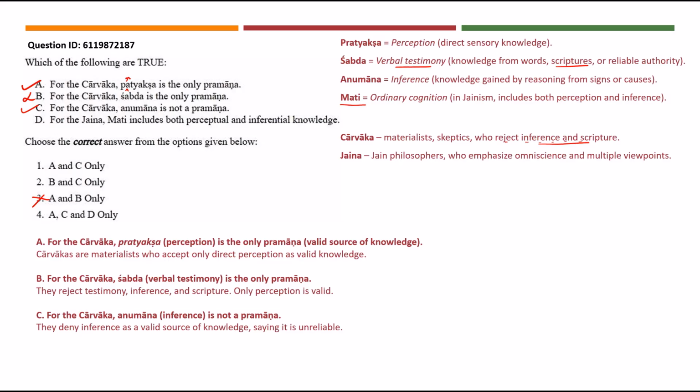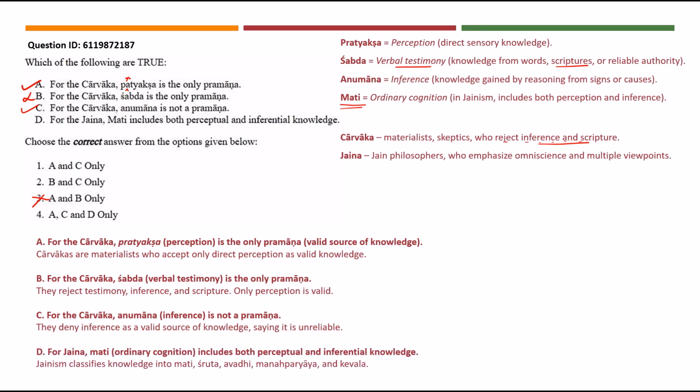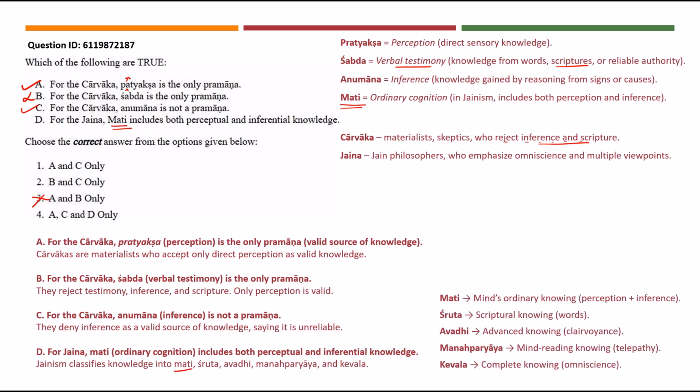What about D? From the word mati, we understood that D is correct. For the Jaina, mati includes both perceptual and inferential knowledge. It means for Jaina, ordinary cognition includes both perceptual and inferential knowledge. Jainism classifies knowledge into mati, shruta, avadhi, manahparyaya and kevala. So what are these terms actually? So mati means mind's ordinary knowing, which includes perception and inference.